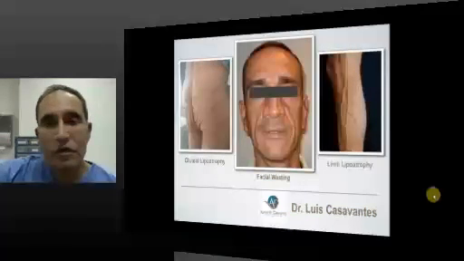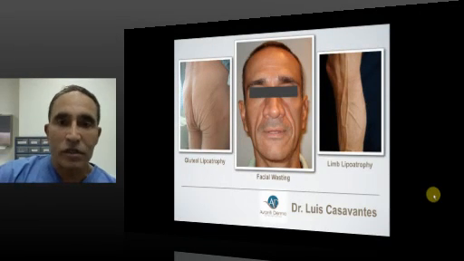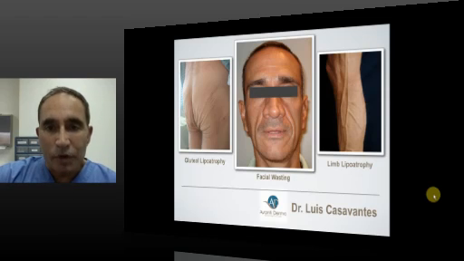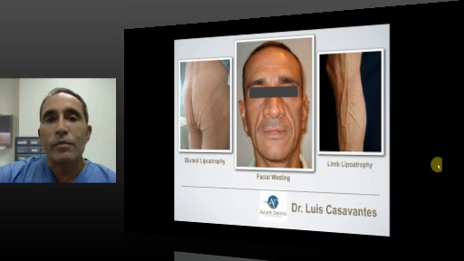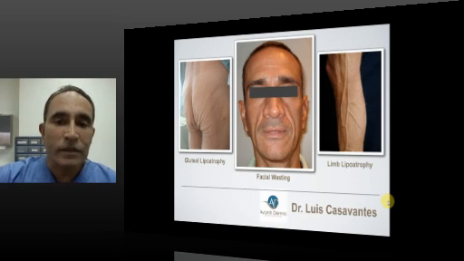Basically, we are going to be discussing in this section lipoatrophy that, as I said, affects the periphery of the body, and we see what we know as facial wasting, gluteal lipoatrophy, and limb lipoatrophy.